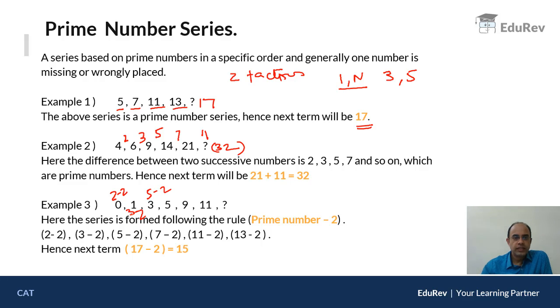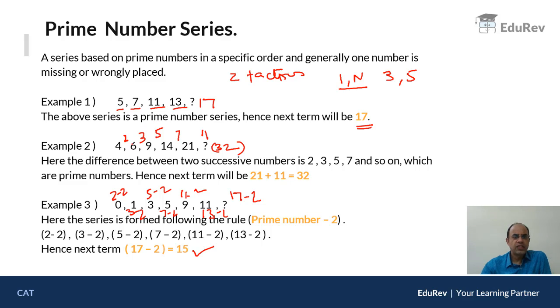Now what I am observing, these all numbers are prime number minus 2. Fine. This is 2 minus 2, this is 3 minus 2, this is 5 minus 2, this is 7 minus 2. Then next is 11 minus 2. Next is 13 minus 2. Therefore, this should be 17 minus 2. And what is 17 minus 2? 15. And this question mark needs to be filled by 15.